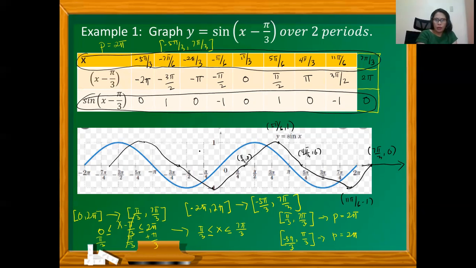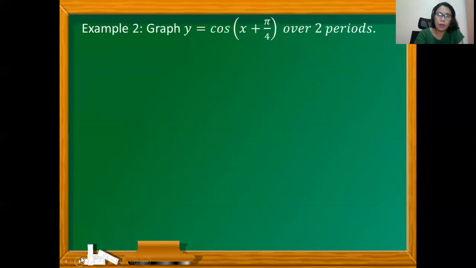Now, this black curve is the graph of y equals sine quantity x minus pi over 3, while the blue curve represents the graph of y equals sine x. Now, from y equals sine x, the graph moved by pi over 3 units to the right, and this is now defined by y equals sine quantity x minus pi over 3. Okay, let's go to the next example.